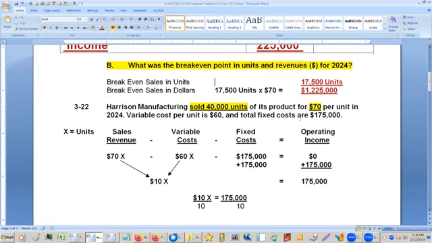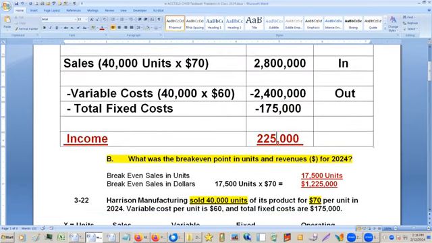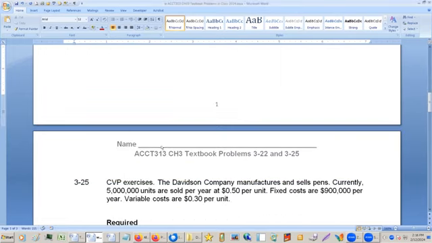So there's our break even in units and in dollars. And again, we knew that it was going to be less than 40,000 because at 40,000 we're making some income. So the question is, how much less? Okay, let's go to the second one.